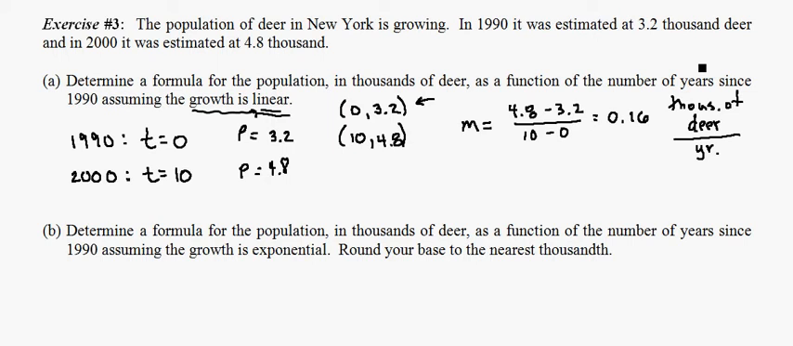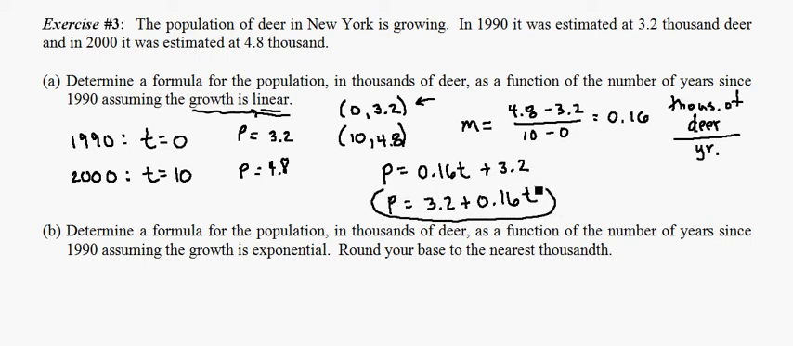Let's write down our final model, though. You could certainly write it down in the standard form. That's probably what most people would write down: P equals 0.16t plus my y-intercept. I sort of like it. Again, I've become more and more of a fan over the years of looking at it this way. You know, the idea of, hey, we're starting at 3.2 thousand deer in 1990, and then we're getting an increase of 0.16 thousand deer per year. So I kind of like this form, but either one's perfectly okay.